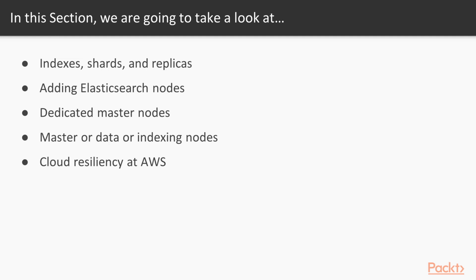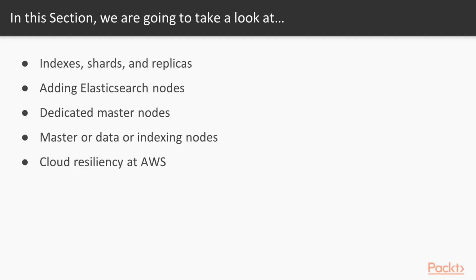We've been talking about indexes a lot throughout this whole series. What we haven't touched on is how data is stored within those indexes. Data is stored in shards, and what a replica shard is. After that, we'll look at scaling our cluster horizontally.